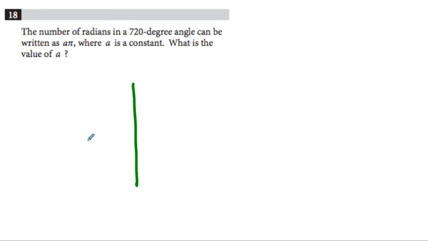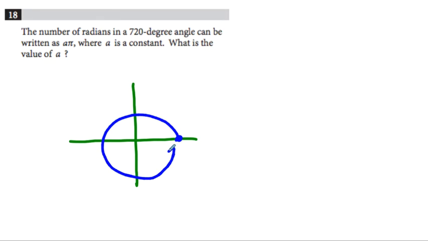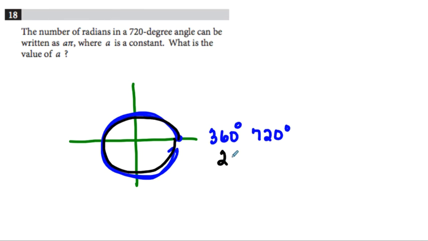You may remember when you learned about radians in Algebra 2, that one time around a circle, we always start in standard position on the positive x-axis. One time around the circle was 360 degrees. And 2 times around the circle would be 720 degrees. You may also remember that radians are another way to write degrees. So 1 time around the circle in radians would be 2 pi. So 2 times around the circle would be 4 pi. So what's the value of A? It's 4.